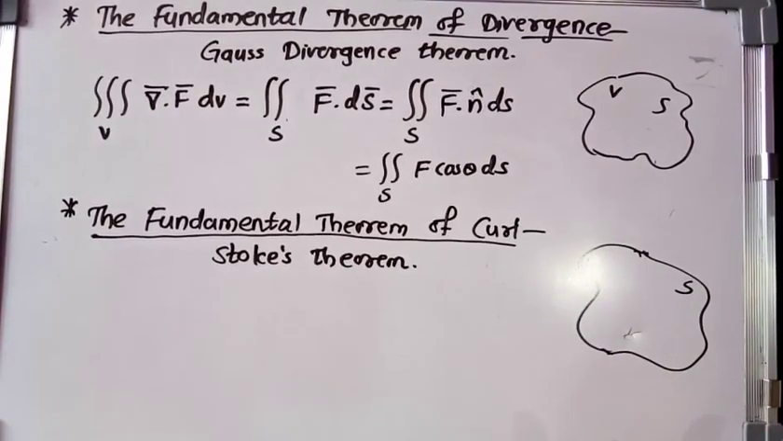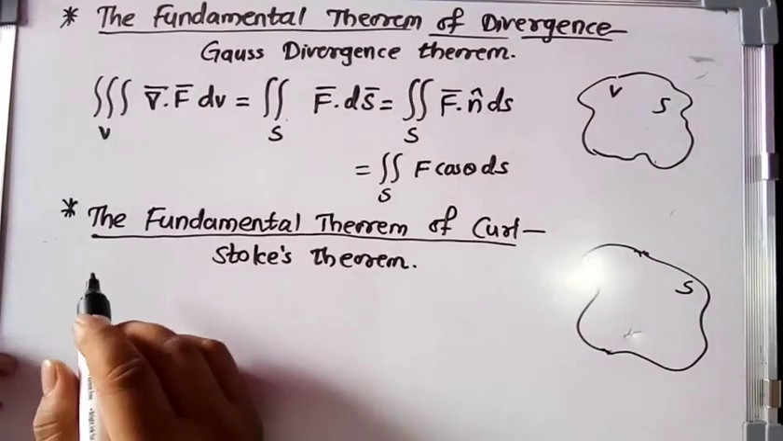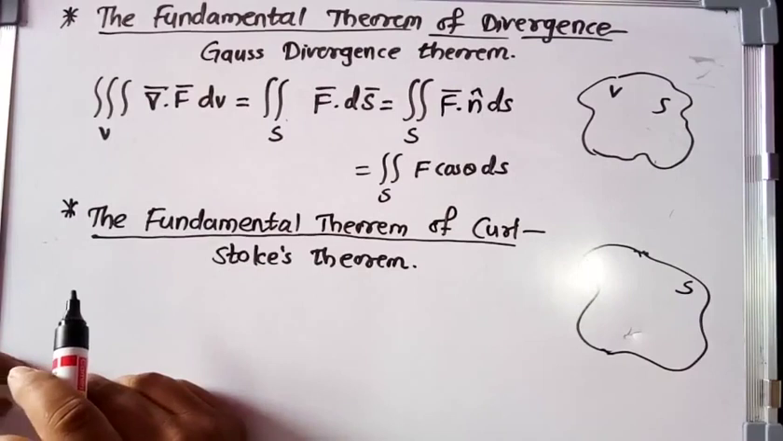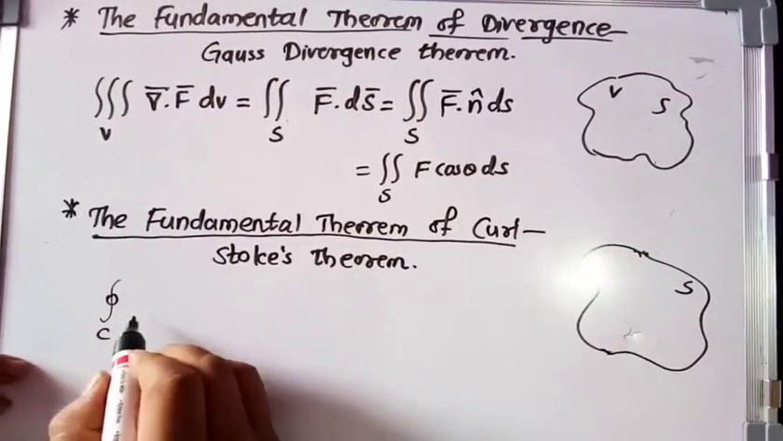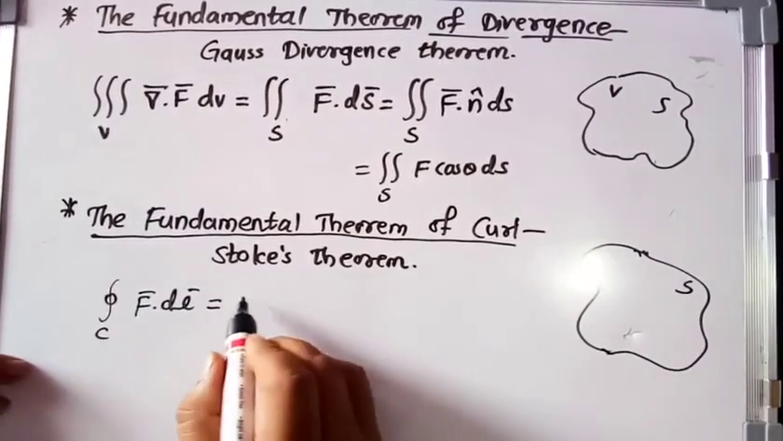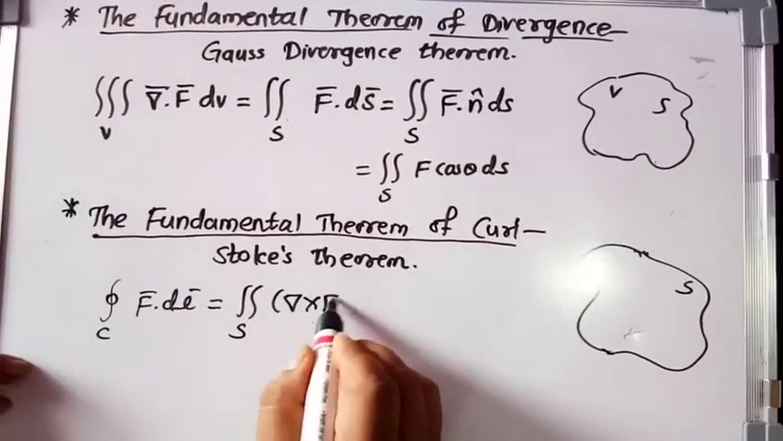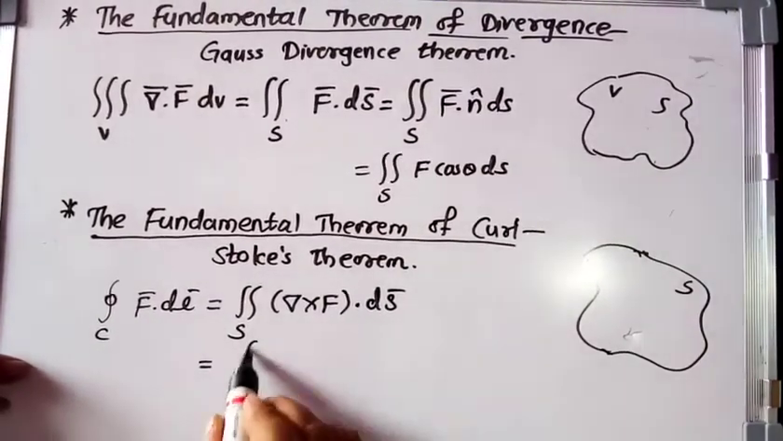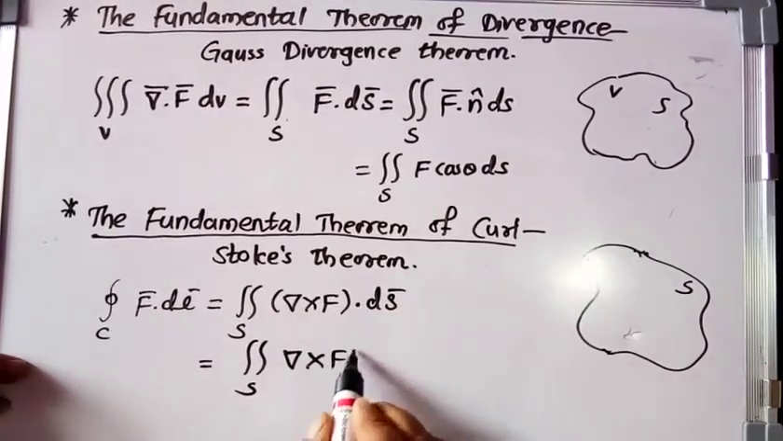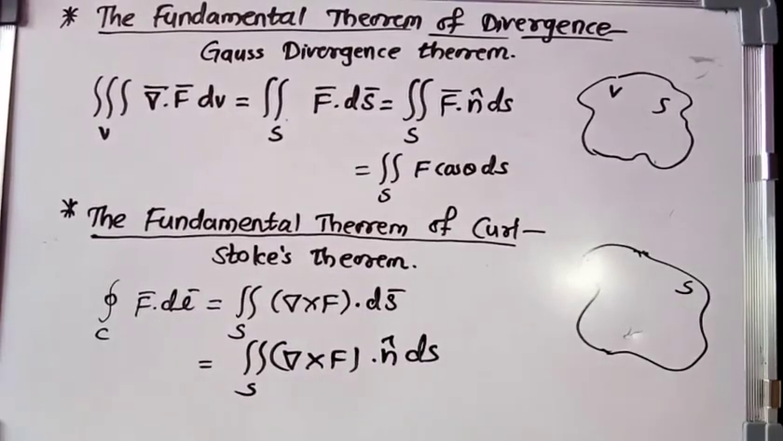Consider an open surface S which is bounded by a closed non-intersecting curve C. Also consider a vector function F which is continuous and differentiable at each point in the region. Then the integration over the closed curve C of F dot dl is equal to the integration over S of del cross F dot dS, or equal to the integration over S of del cross F dot n cap dS, where C travels in the positive direction, otherwise you have to take a negative sign.